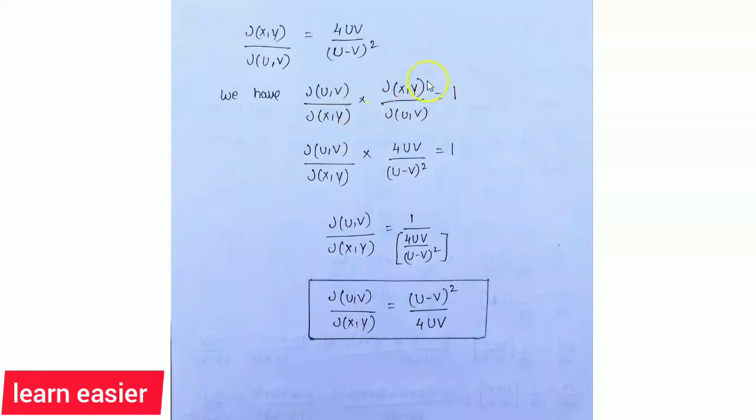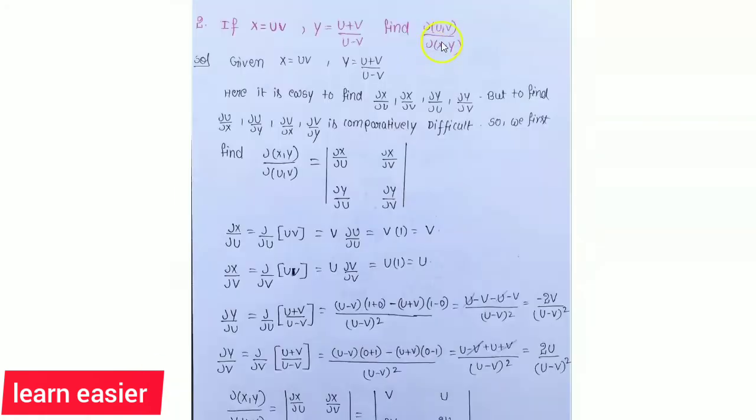So we have found the dou of x comma y by dou of u comma v. So by taking these to this side, we got 1 by 4uv by u minus v whole square. So it is easier to find out the dou of u comma v by dou of x comma y in this way if we have x and y in terms of u and v. So what we have done for finding dou of u comma v by dou of x comma y, we take the property that J into J dash is equal to 1, because here x and y are in terms of u and v.